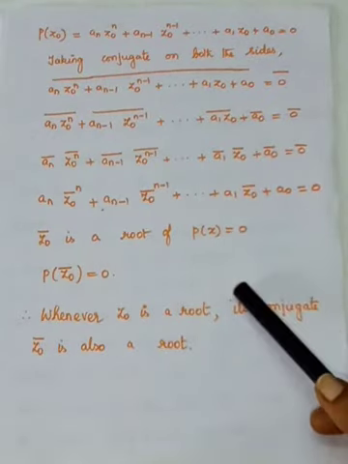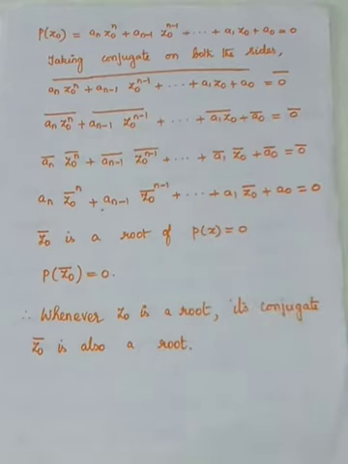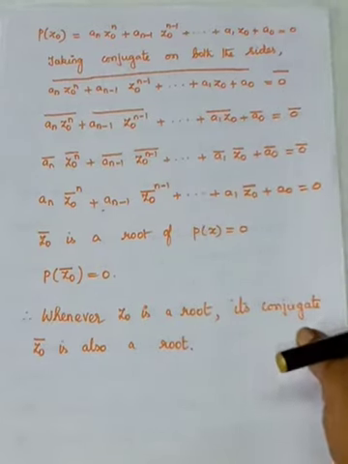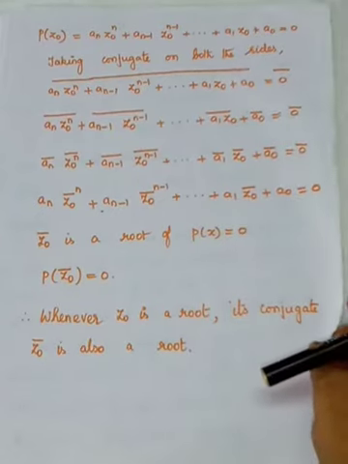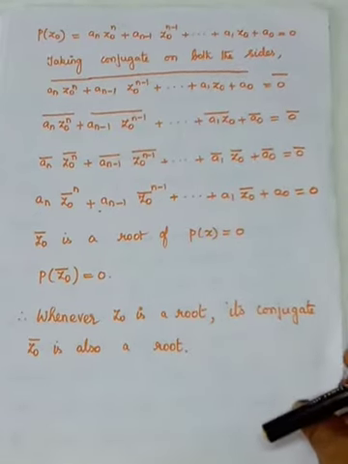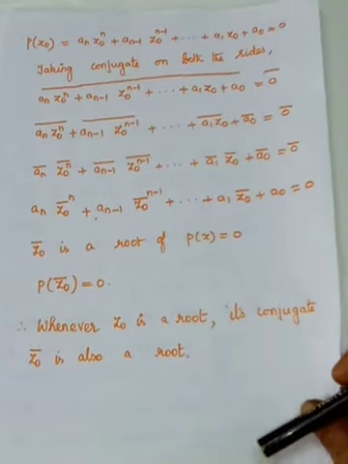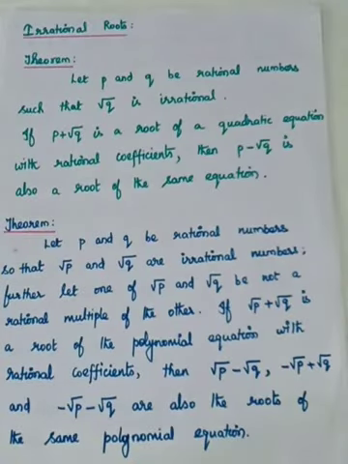Okay, so what is your conclusion? z_0 is a root means its conjugate z_0 bar is also a root of the polynomial equation. That means if an imaginary number occurs as a root, its conjugate is also a root of the same polynomial equation.